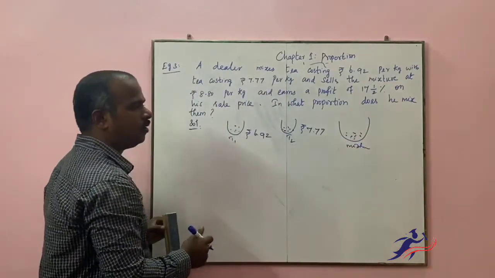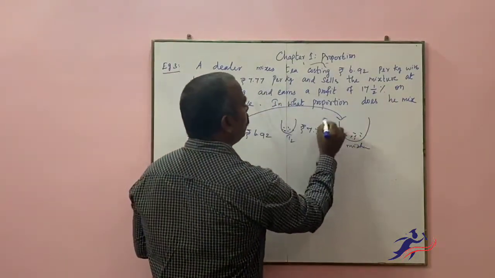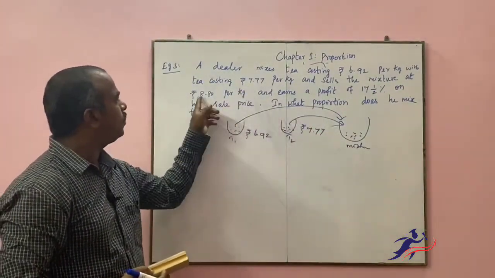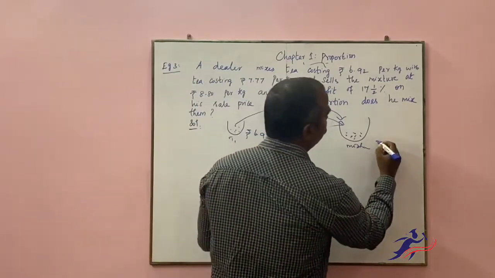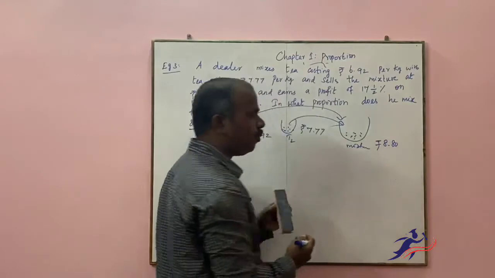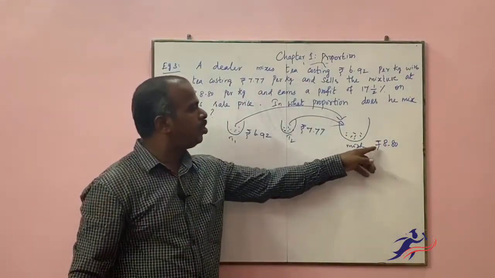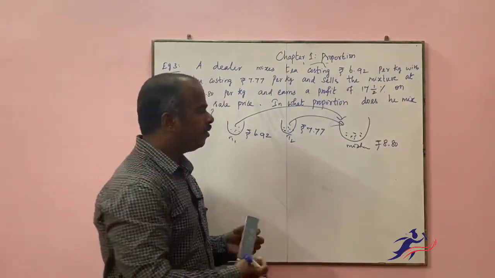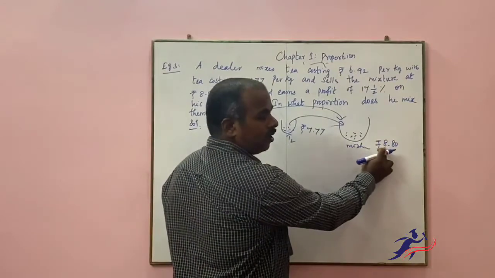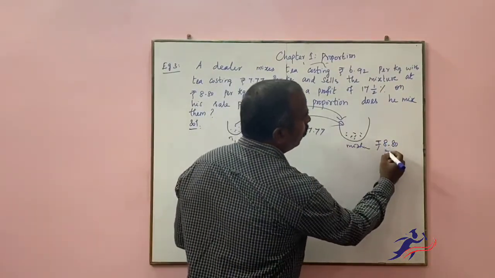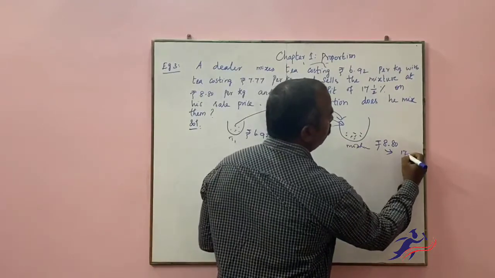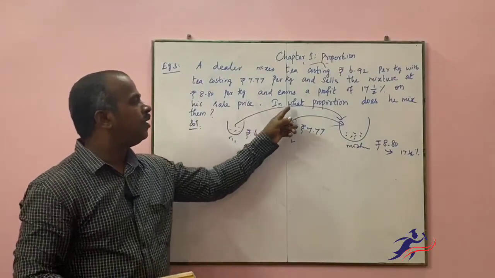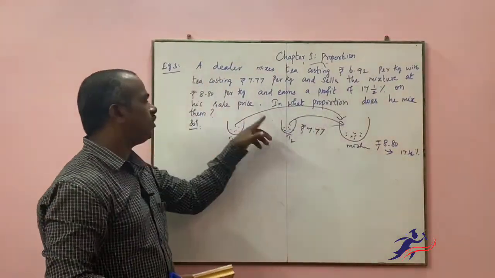This mixture is taken from here and from here also. This mixture is sold at rupees 8.80 per kg. By selling this mixture, they earn a profit of 17 1/2 percent. Now we are asked to find out in what proportion he mixes them.